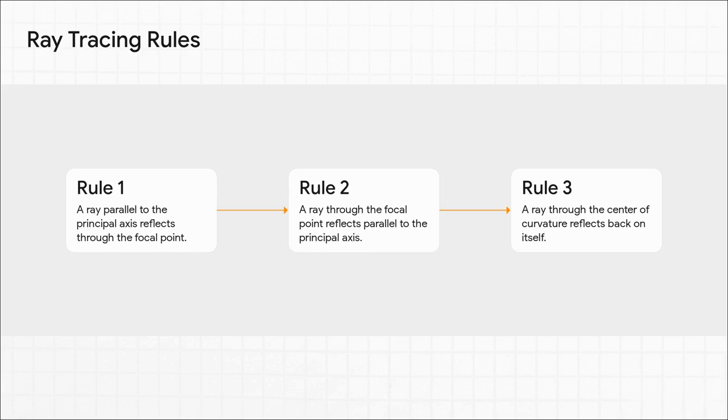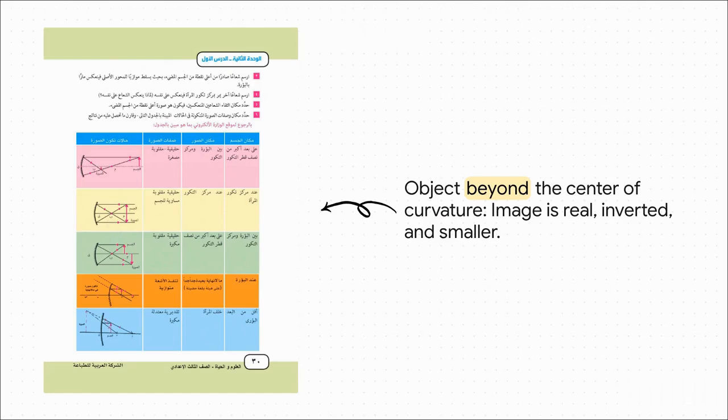Rule 1. Any ray that comes in parallel to that main axis is going to bounce off and go right through the focal point. Rule 2. If a ray passes through the focal point first, it's going to bounce off and go out parallel. See? It's just the opposite of Rule 1. And Rule 3. If a ray goes through the center of curvature, it just hits the mirror and bounces straight back on itself. The cool part is, you only need to draw 2 of these rays to figure out exactly where the image is going to show up. Let's give it a shot.